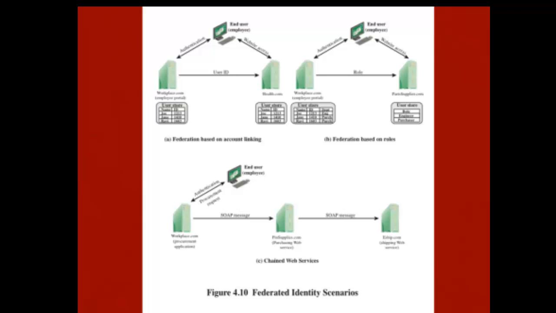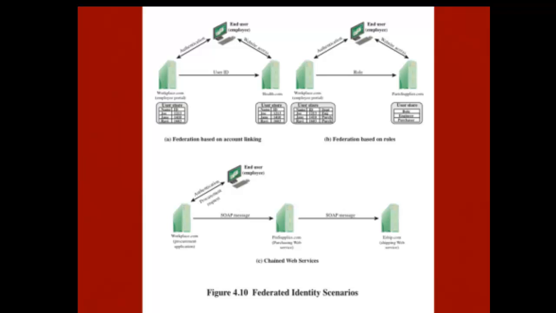Oh boy, look at this. To get some feel for the functionality of identity federation, we look at 3 different scenarios here. In the first scenario, workplace.com contracts with health.com to provide employee health benefits. An employee uses a web interface to sign on to workplace.com and goes through an authentication procedure there. This enables the employee to access authorized services and resources at workplace.com.